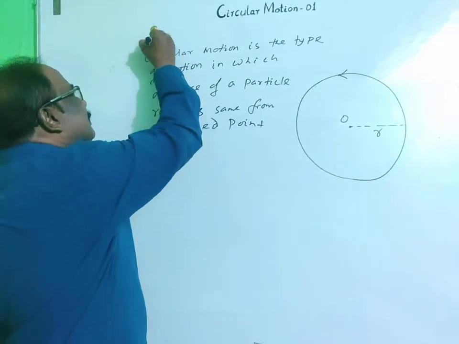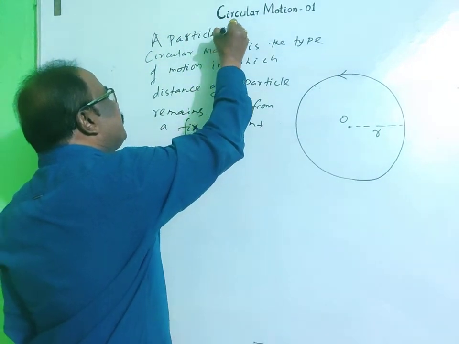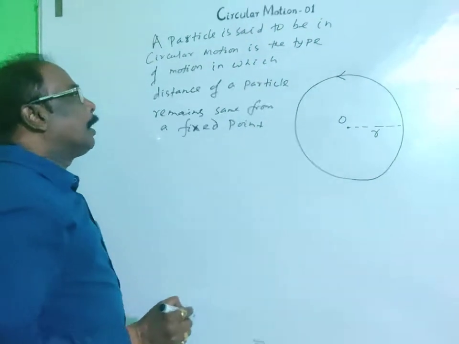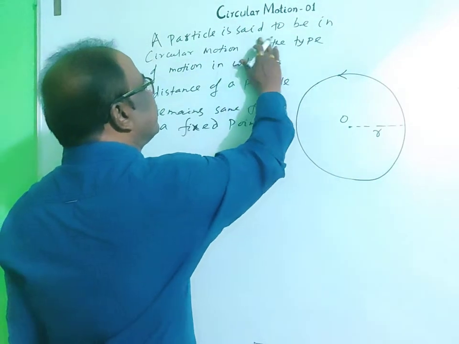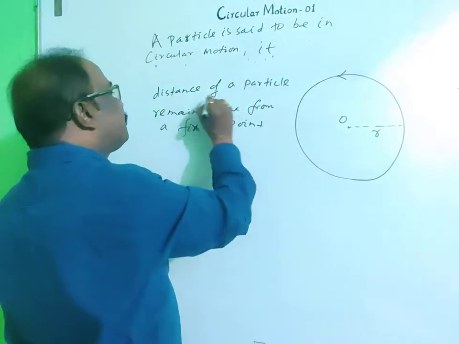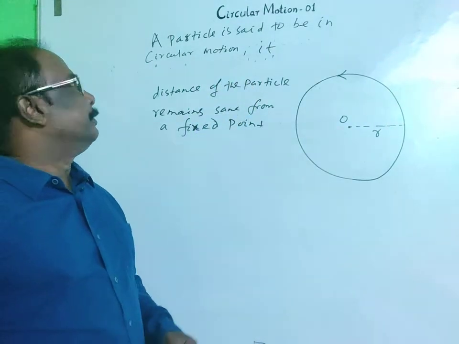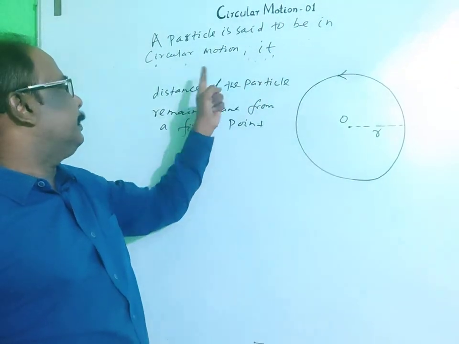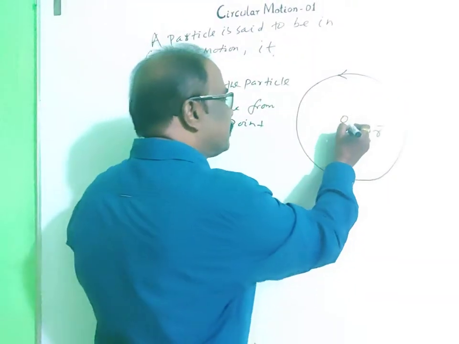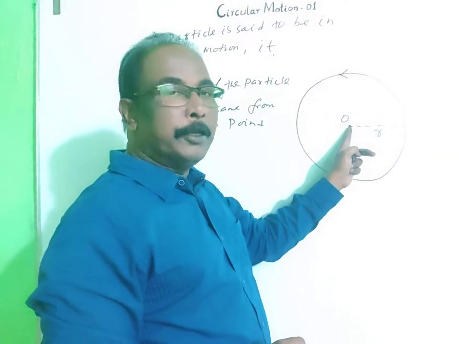So, circular motion, or you may complete the definition, a particle is said to be in circular motion if distance of the particle remains same from a fixed point. A particle is said to be in circular motion if distance of the particle remains same from a fixed point. Then what is fixed point? Center is fixed point. If a particle moves in a circular track, then center is fixed.